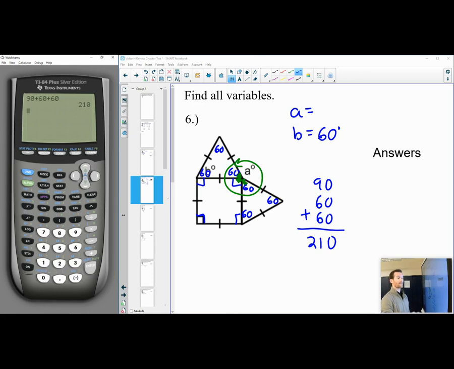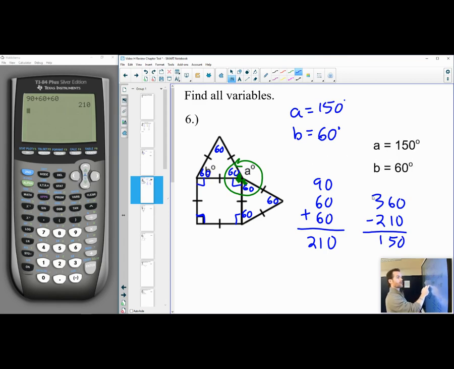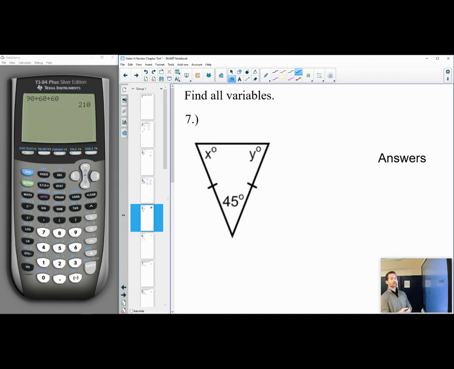Good, 210. Then we take that away from 360. 360 minus 210, and that's 150 if I'm doing that correctly in my head. So then A would be 150, and we can check the answer right here. A is 150 and B is 60. Excellent. Take a look at number 7.